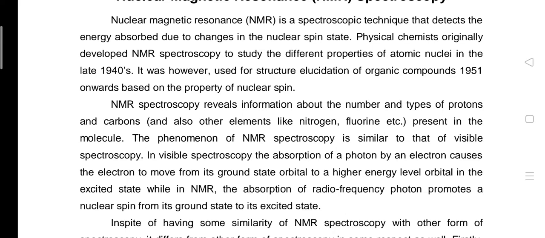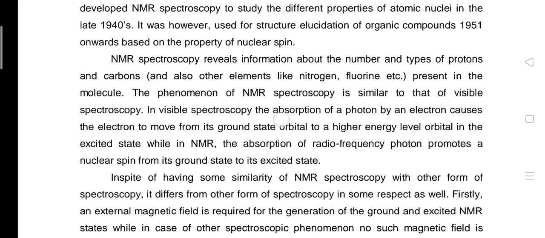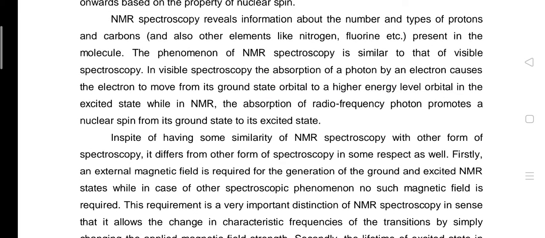NMR spectroscopy reveals information about the number and types of protons and carbons, and also other elements like nitrogen, fluorine, etc., present in the molecule. The phenomenon of NMR spectroscopy is similar to that of visible spectroscopy. In visible spectroscopy, the absorption of a photon by an electron causes the electron to move from its ground state orbital to a higher energy level orbital in the excited state.